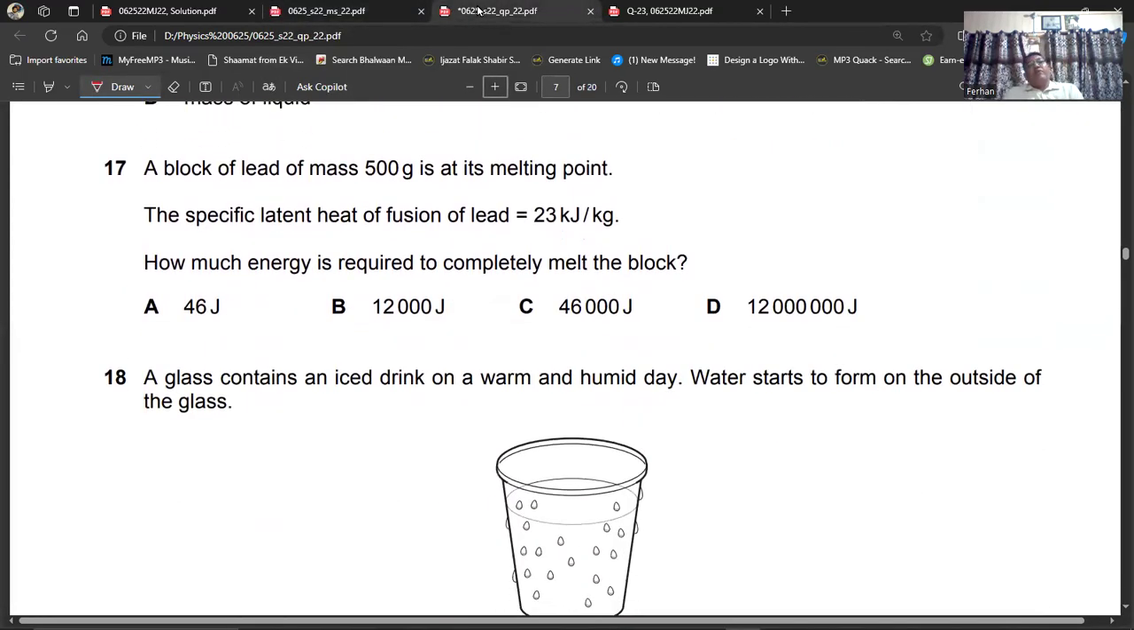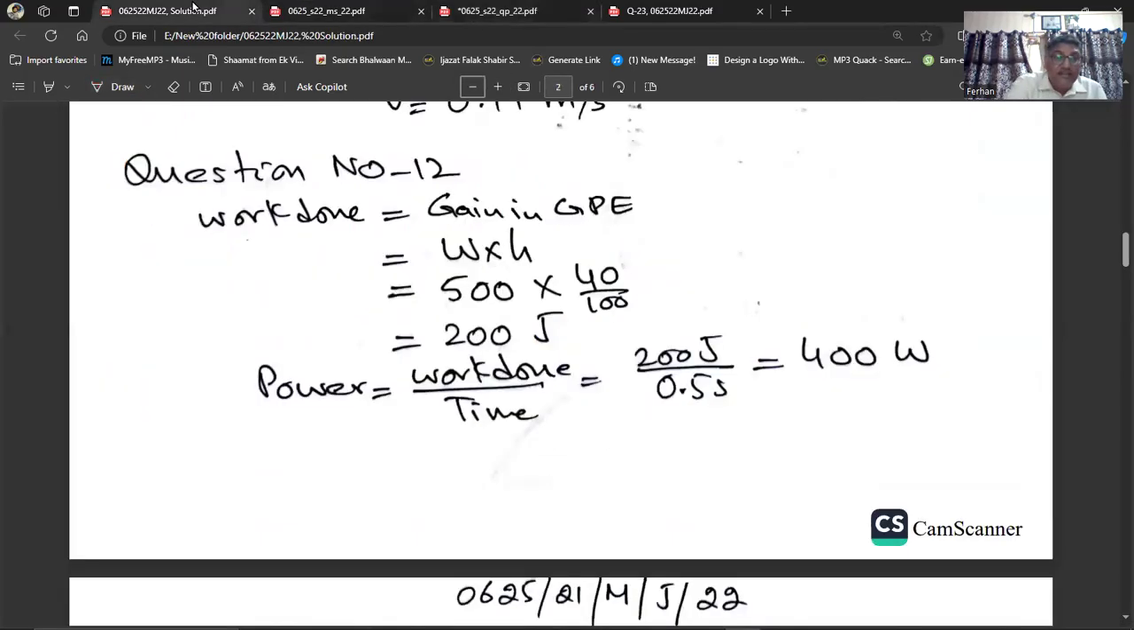Question number 17. A block of lead of mass 500 gram is at its melting point. The specific latent heat of fusion of the lead is 23 kilojoule per kg. How much energy is required to completely melt the block? You know, the heat is equal to mL.